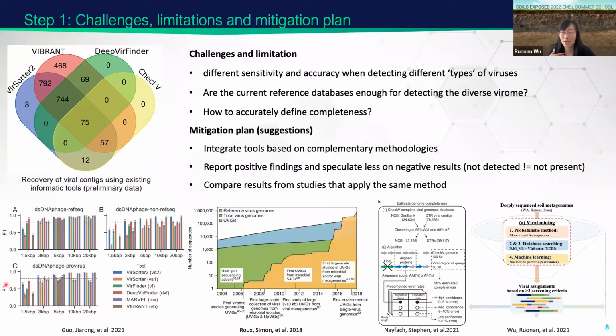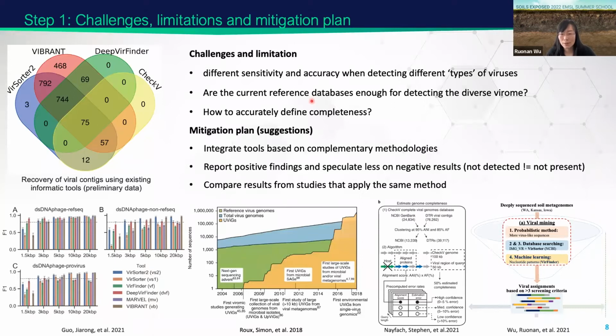So for the F1 score, we evaluate both recall rate and precision when comparing different tools for detecting RefSeq double-strand DNA viruses and also non-RefSeq double-strand DNA phages and also the prophages with different lengths. So in addition to these differences, another remaining challenge is that we're limited by the number of reference viral genomes, as both types of methods rely on the database, no matter whether it's for annotating genes from putative viral contigs or for modeling the genomic features of known viruses.